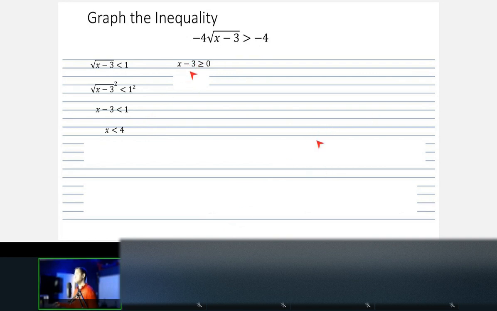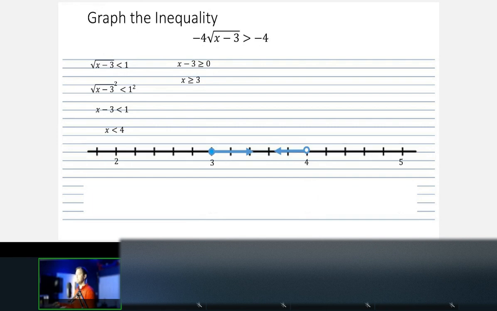And then we solve, right? So we add 3 to both sides, and we get x is greater than or equal to 3. So this problem says that our solution, x, must be less than 4, and it must be greater than or equal to 3. So I like number lines, so I went ahead and plotted those 2 points, right?